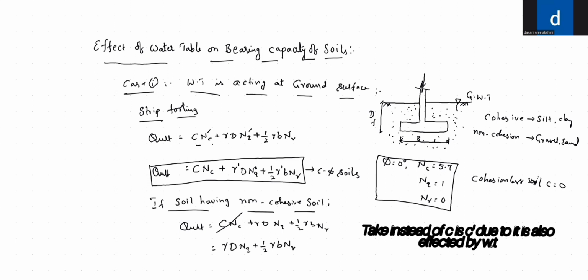Instead of gamma, just write gamma prime, because both the depth of the footing and the width of the footing are affected by the groundwater table, so we use the submerged unit weight. That is, instead of gamma, gamma equals gamma prime. So that's it. Thank you.